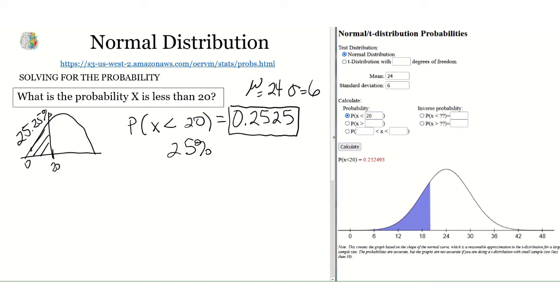When you have something that is less than, the other types of words you might find are shorter or fewer. So anything in your word problem that tells you that you're looking for something smaller than the number they gave you, that tells you that you're going to use this first probability calculation.